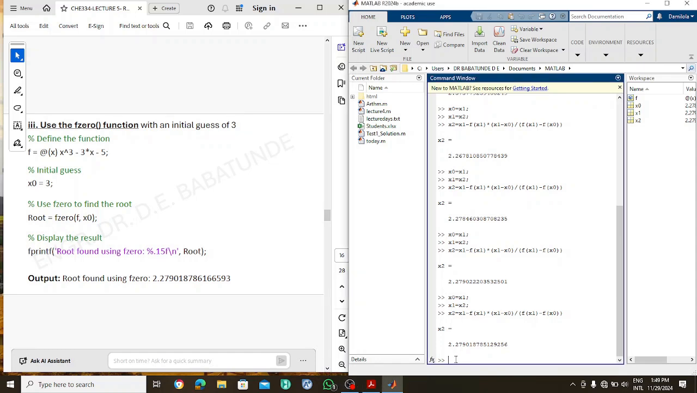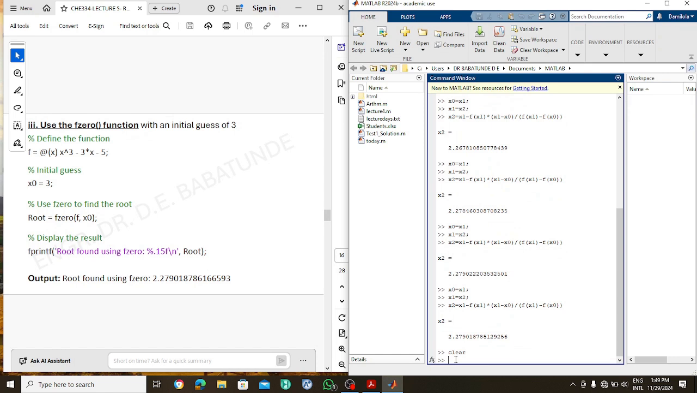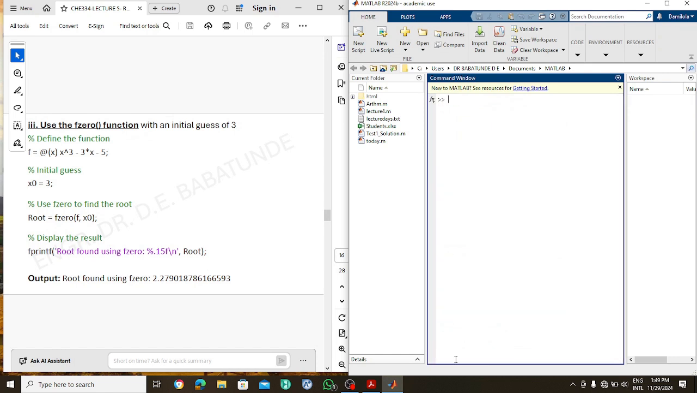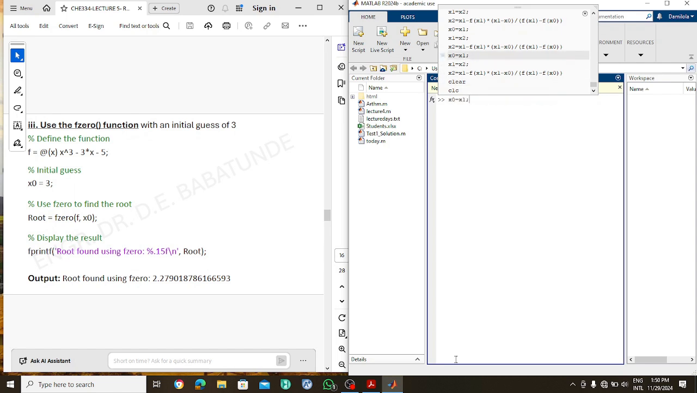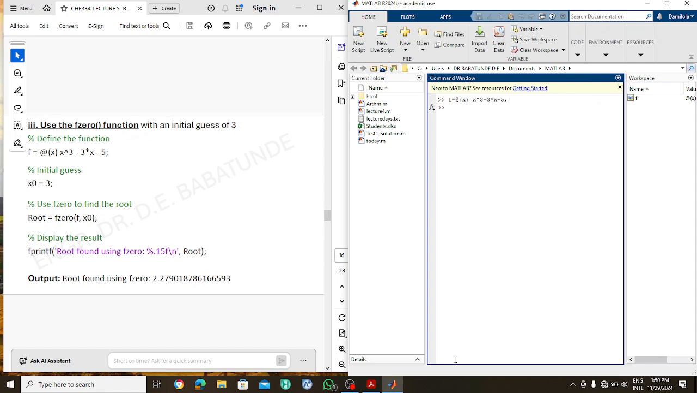Let me clear this. Since the function is the same, let us just get it instead of typing it again. You will be practicing how to type it on your own during your study time. So this is the function. Let's say x0, the initial guess, equals 3. That's our initial guess. So let's study the outcome of this root finding. Let's store it in a variable called root.